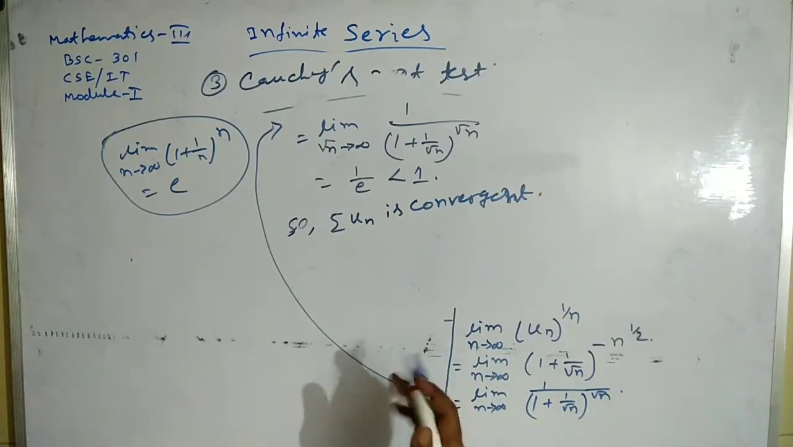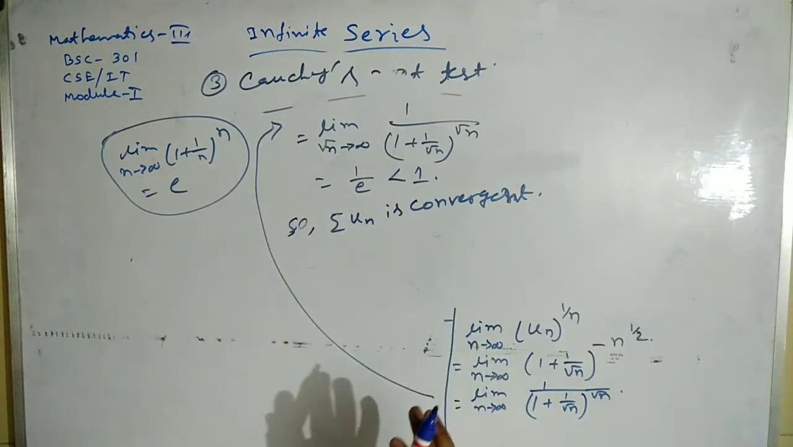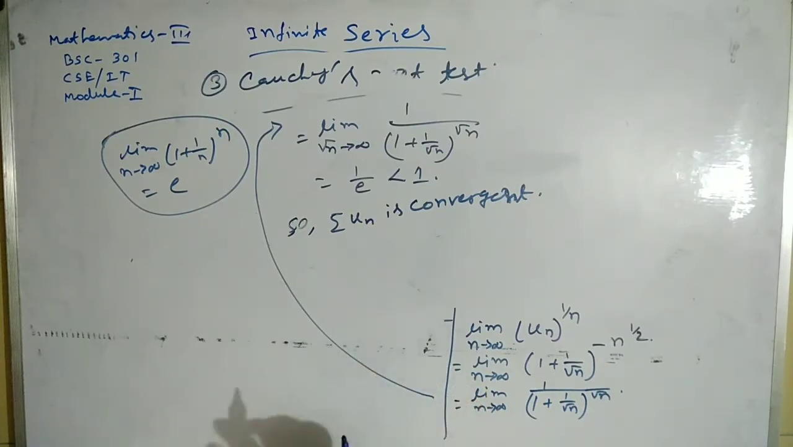Now it may happen that this limit becomes 1. Then if it is equal to 1, we have to write that Cauchy's root test fails. We can't conclude anything by applying this test. We have to apply another test. So I will discuss more tests.